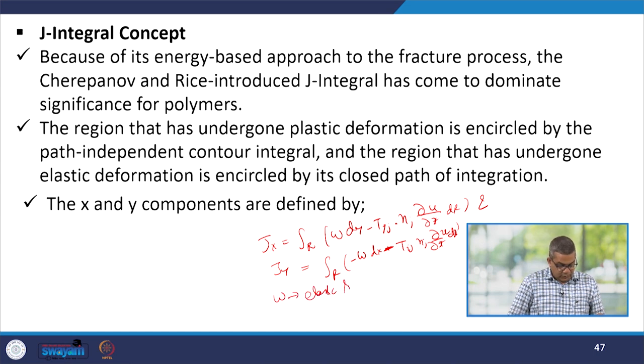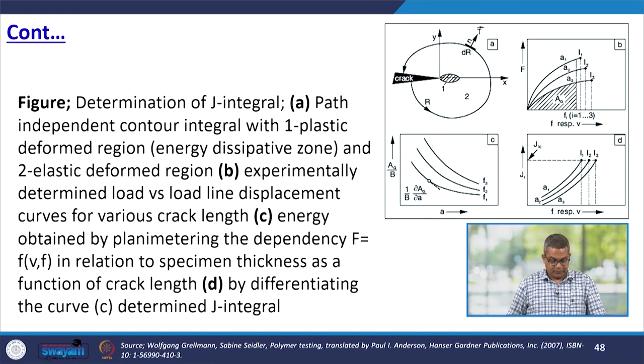elastic strain energy density, T is the component of traction vector, and n is the component of unit vector normal to r around the crack tip, and u is the displacement vector component. Now, this is the determination of the J integral, which here is the path independent contour integral with one plastic deformation region and two elastic deformation regions.